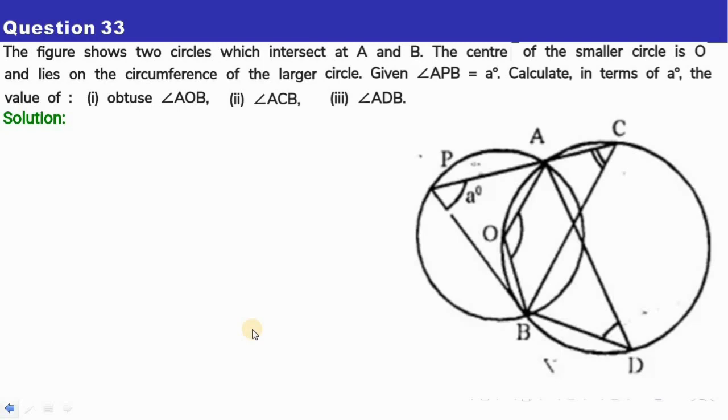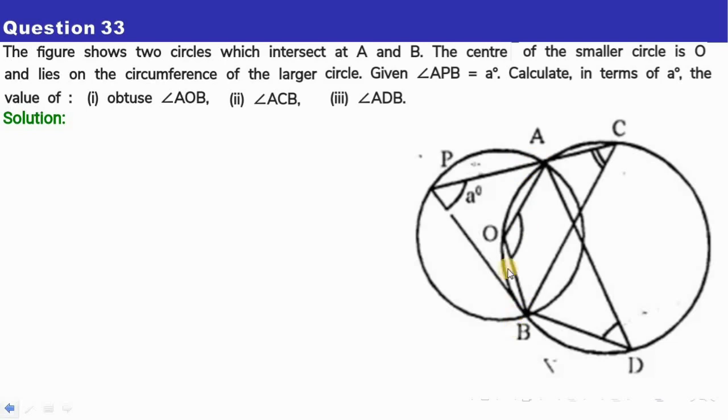Okay, let's have a look at the next problem, that is question 33. The figure shows two circles intersecting at A and B. So don't get confused with the figure. What is happening is, there are two circles. This is a smaller circle and there is a bigger circle. Both of them get intersected at A and B.